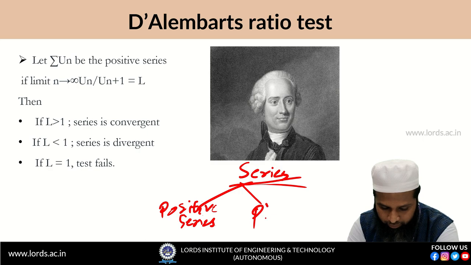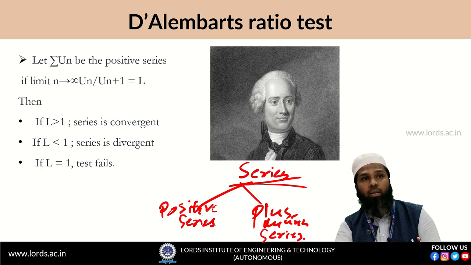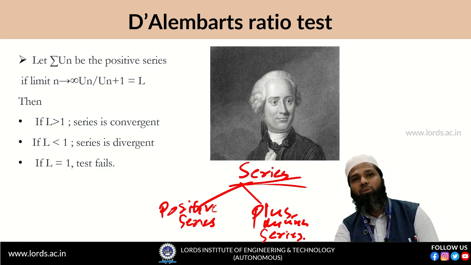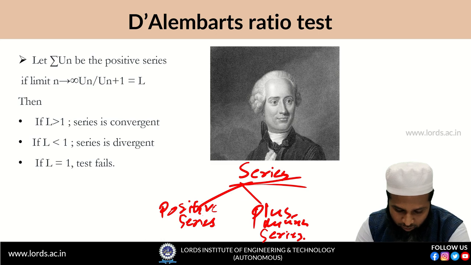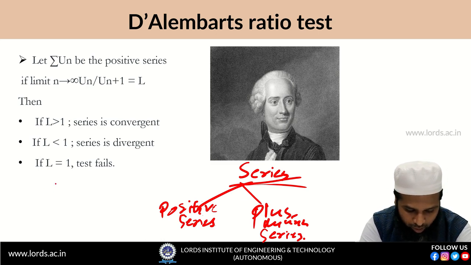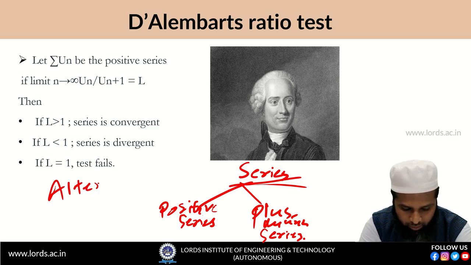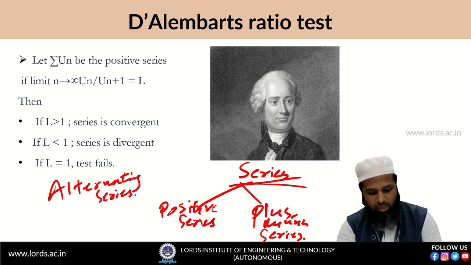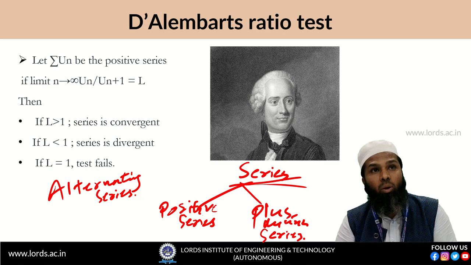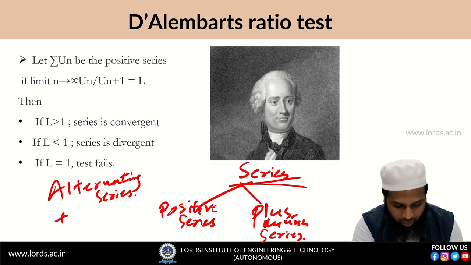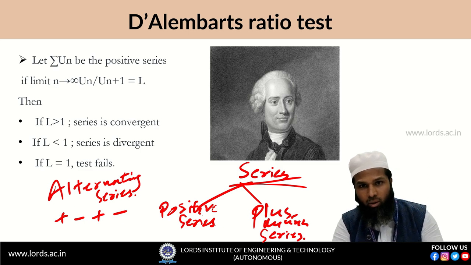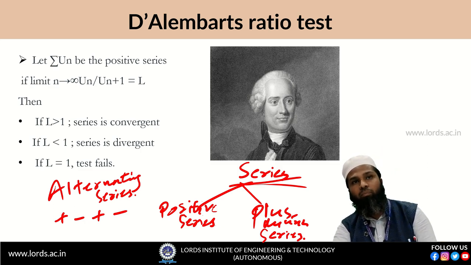Next is the plus minus series. The series which has plus and minus signs is called the plus minus series. And we have a special case of the plus minus series, which we call the alternating series. What is this alternating series? It is basically a plus minus series, but it has the plus and minus signs in order: plus, minus, plus, minus, or first minus, then plus, alternating signs. That type of series is called the alternating series.